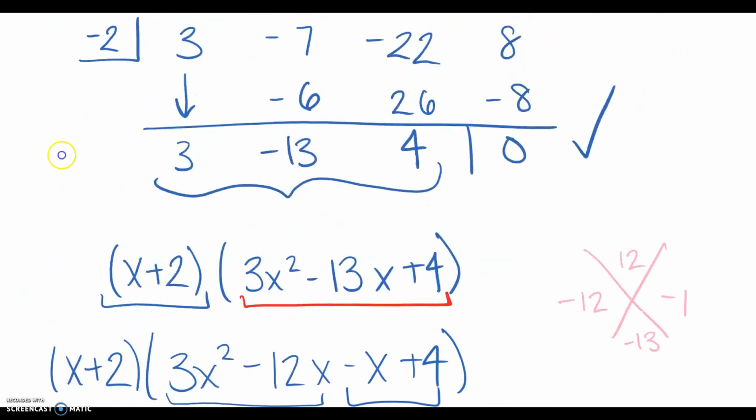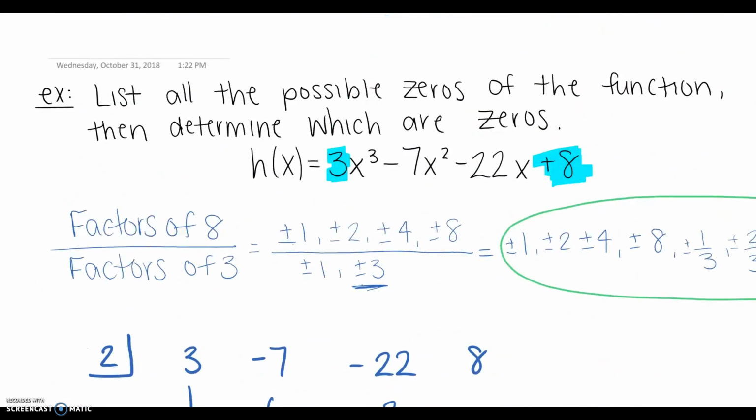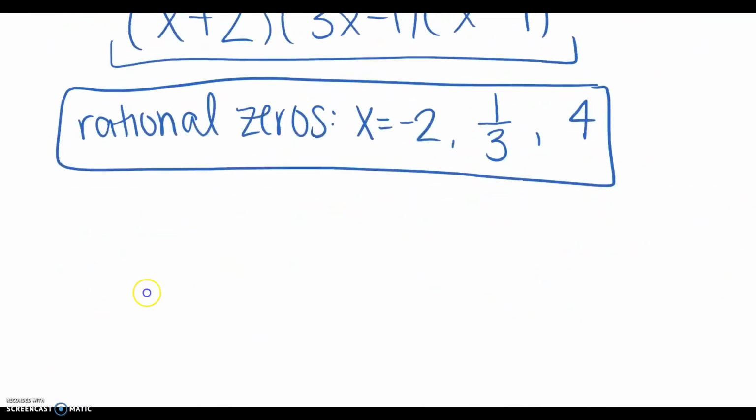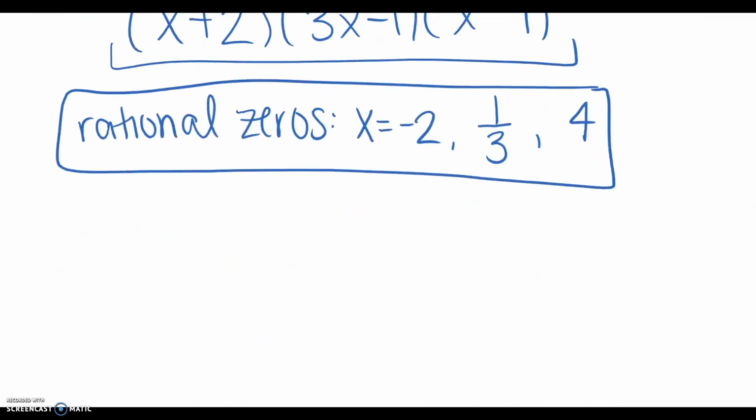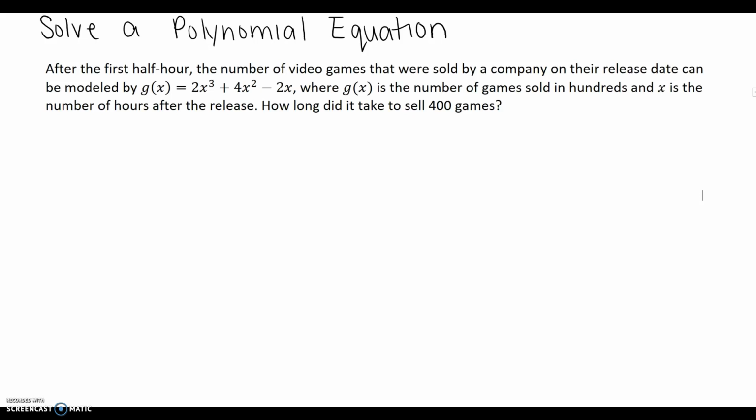Now you can check this by graphing it on a graphing calculator. You'll graph your original h of x function on the graphing calculator and make sure that you're getting these 3 rational zeros, but you're not going to be able to do that on your quiz. So this is only useful during homework. So now we're going to work on solving a polynomial equation given a word problem. This is example 3 on page 121 if you don't want to write the whole thing down.